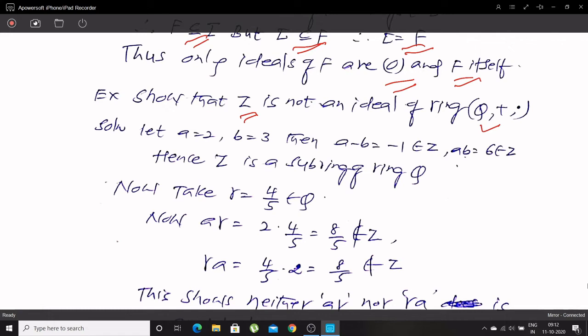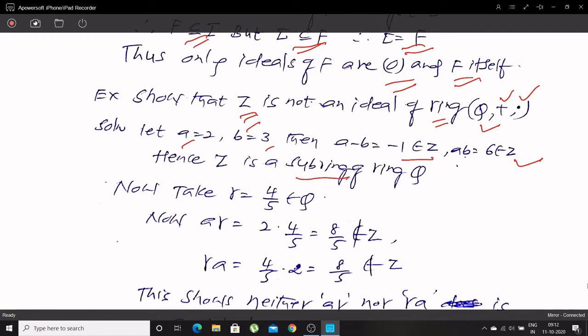Whenever we see the word ring, we see two binary operations, addition and multiplication. Let me check the definition. I need two elements. A is the first element, B is the second element. I'll take A as 2 and B as 3. The difference of these two is minus 1. Minus 1 is an integer. If I take the product of these two, it is 6. 6 is also an integer. Hence, the set of integers is always a subring.